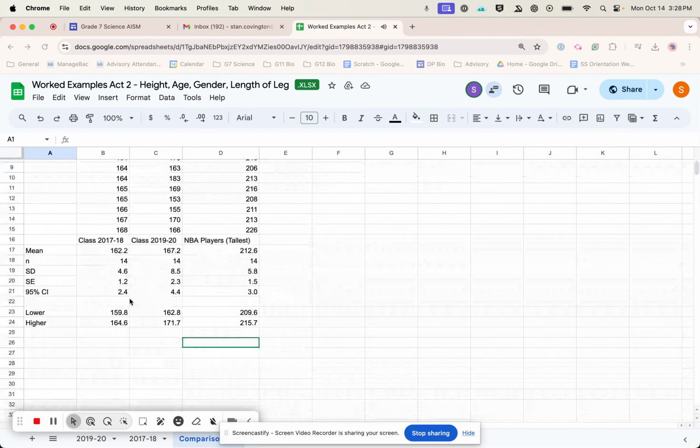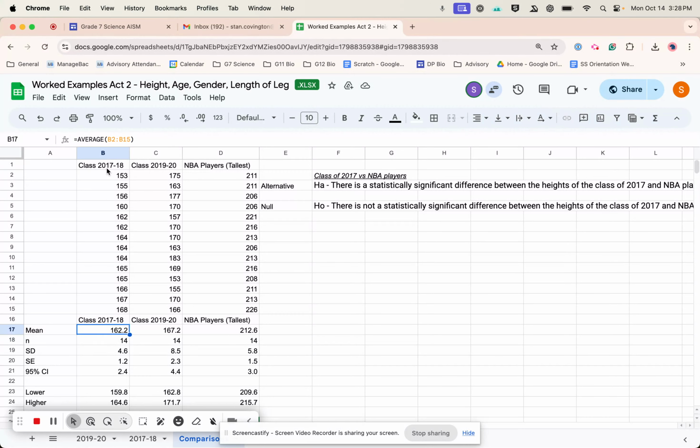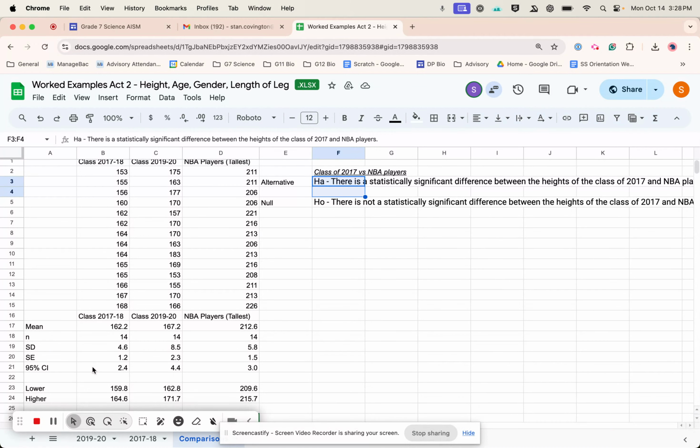Okay, so this video is going to talk about just a quick description of how to calculate all of these values, which are going to help us to look at our data in a bit more of an analytical way. Okay, so mean should be pretty clear. So basically, remember what we have here is the heights of two different classes and about 14 NBA players. Okay. And we want to see, is there a difference between these?